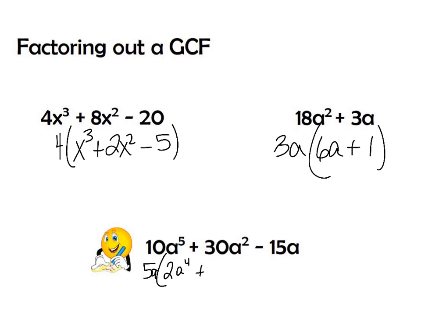Plus 30 divided by 5 would be a 6. It was an A squared, but since I factored one of them out, I still have 1 sitting there. Minus 15 divided by 5 is 3. There was an A, but since I factored one A out, there's no A left with this term. I'm done. All right, hopefully that's what you got. Let's keep going.